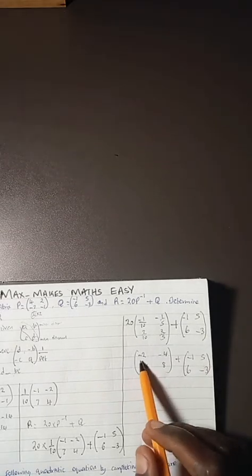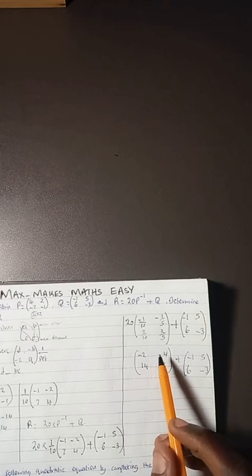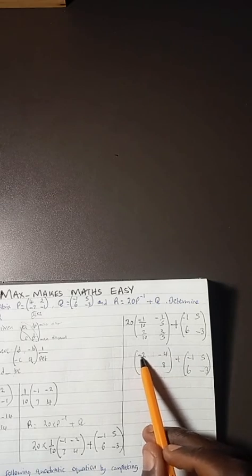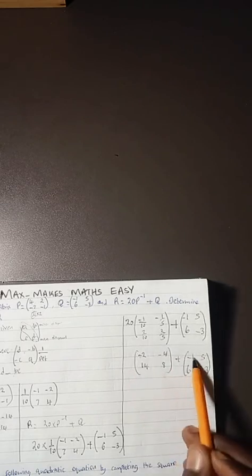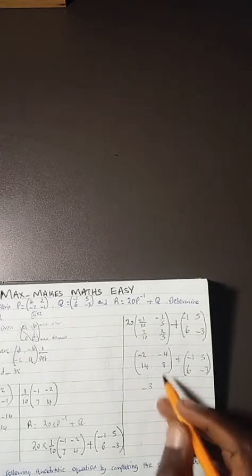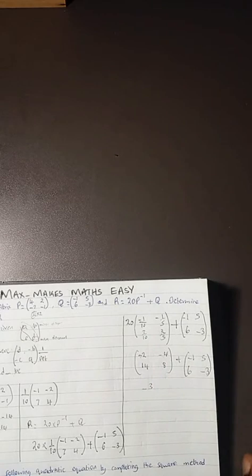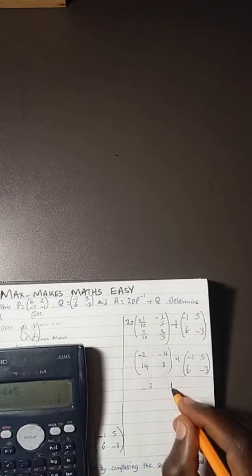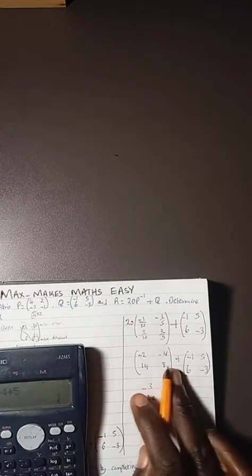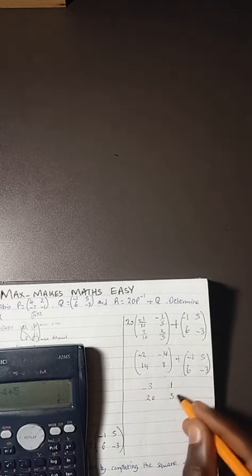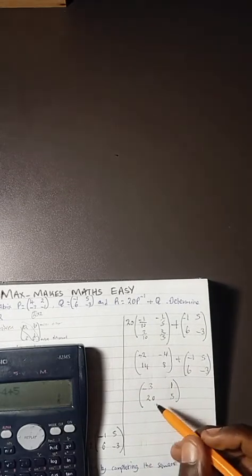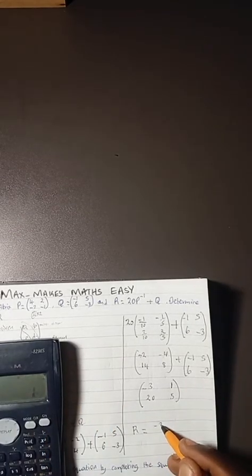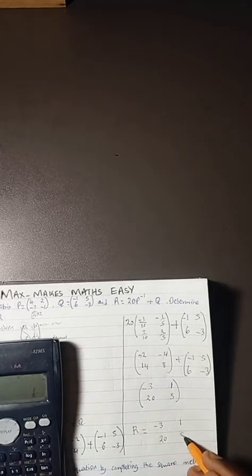So addition of matrices, we are adding the individual elements at their respective points. That will be -2 plus -1, it will be -3. -4 plus +5, it will be 1. 14 plus 6, it will be 20. 8 plus -3, that will be +5. So this is the matrix R. R is given by -3, 1, 20, 5.